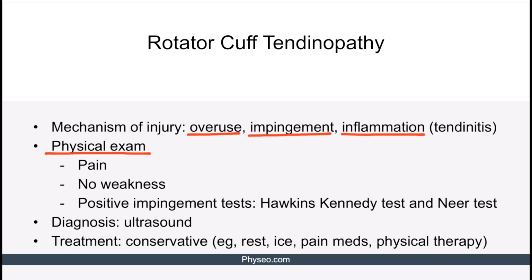Most clinicians will also assess for tendon impingement by performing the special impingement tests of the shoulder, namely the Hawkins-Kennedy test and the Neer test, which we'll discuss in greater detail in the next few slides. Otherwise, the diagnosis of rotator cuff tendinopathy can be confirmed with an ultrasound of the shoulder, and the treatment is conservative with rest, ice, pain meds, and physical therapy.